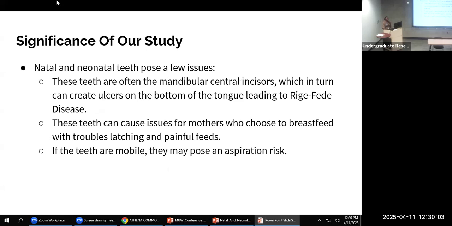The significance of our study: natal and neonatal teeth pose a few issues. These teeth are often the mandibular central incisors, which are the bottom two teeth, which in turn can create ulcers on the bottom of the tongue, leading to Riga-Fede disease. These teeth can cause issues for mothers who choose to breastfeed, with trouble latching and painful feeding. If the teeth are mobile, they may pose an aspiration risk.